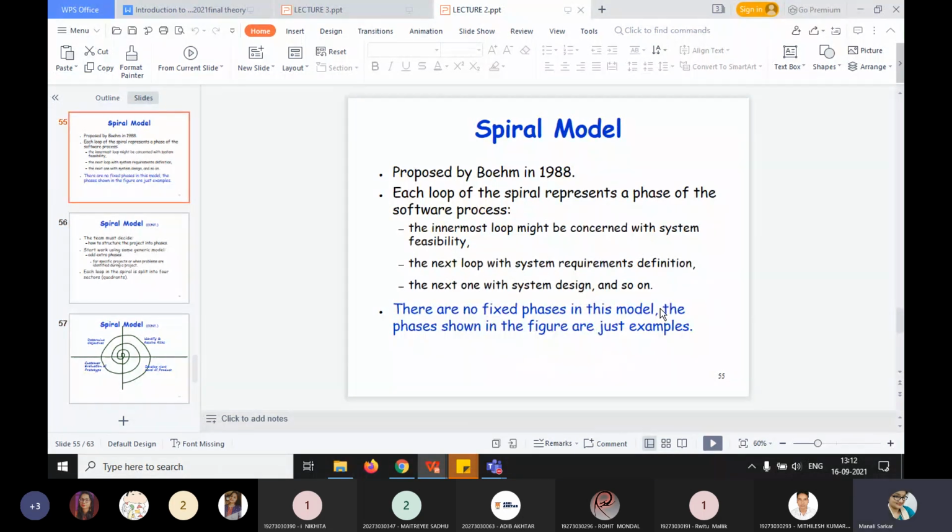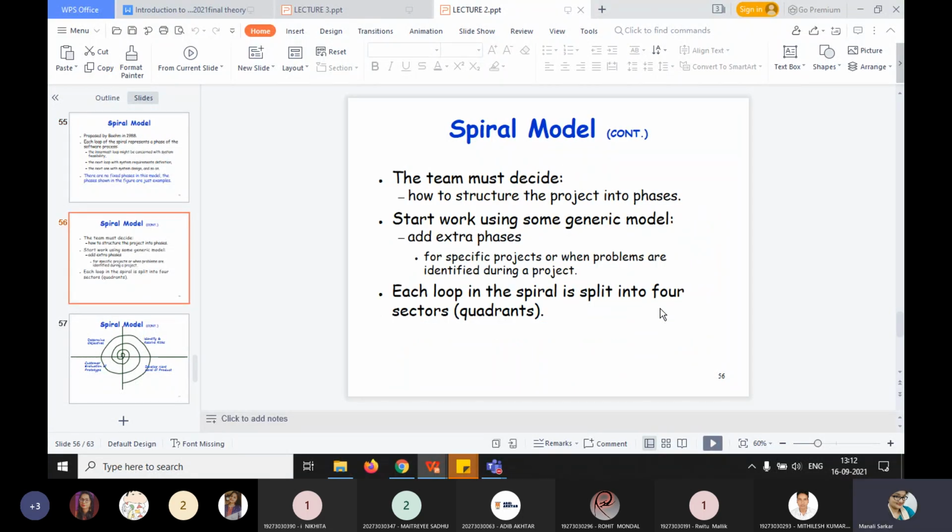That's why we said that the innermost loop might be concerned with system feasibility, the next with system requirements, the next with system design, and so on. The whole process continues, so there are no fixed phases in this model. The phases shown in the figure are just examples. We actually use the spiral model when the team must decide how to structure the project into phases. If you are given some structure and you divide it into different modules, then we can say the spiral model is actually used there.